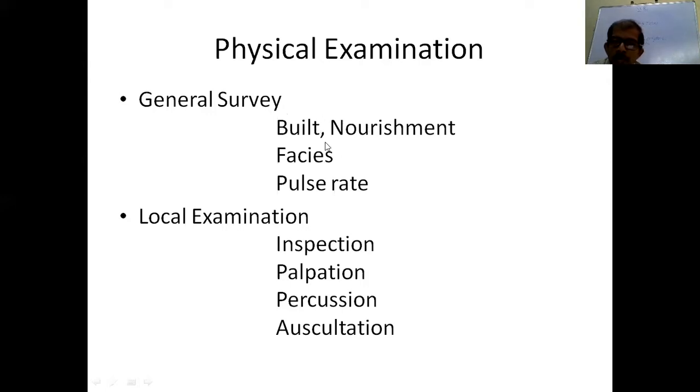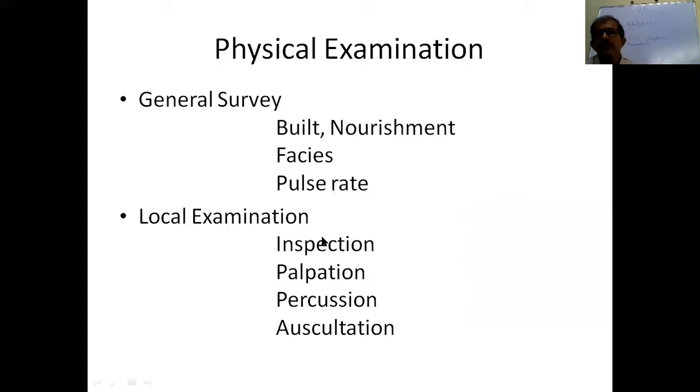Now faces, already I have shown you the staring look, whereas a hypothyroid or myxedema patient will be having a very lazy look. Okay. Then pulse rate, very, very important. So you have to exclude thyrotoxicosis if the pulse is more than 90 or 100. So these three points are very important as far as general survey is concerned.